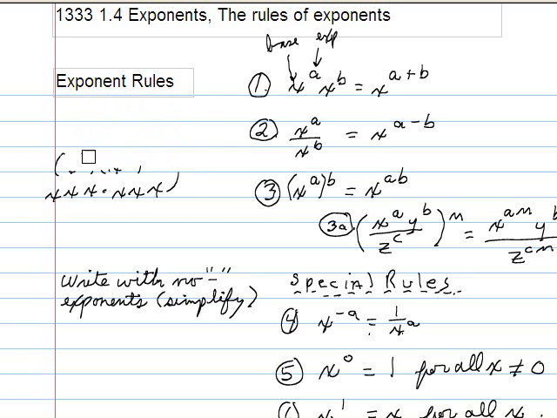Now, below that rule, I wrote an extension of that rule. Right here below Rule 3, if you raise an exponential to a power, multiply the power times the exponent, I wrote a little Rule 3a because this rule is more powerful than it looks. What if you took a product of exponentials, x to the a, x to the b, and raised that to a power?